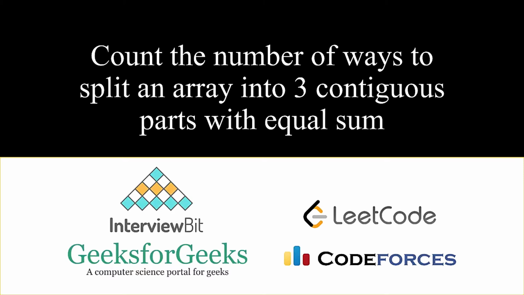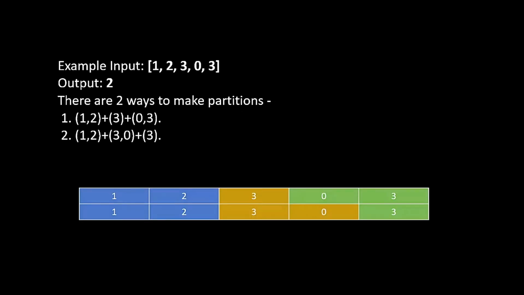To understand the problem statement, let us consider one example. Suppose you have 1, 2, 3, 0, 3. This array is given to you, and you need to find all the possible partitions where each of the parts has an equal sum. So here we need to make three partitions, and for all the partitions, the sum of all the elements should be equal. In this case, as you can see, we have only two ways to do that.